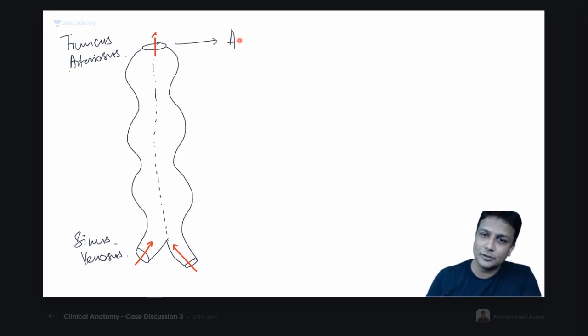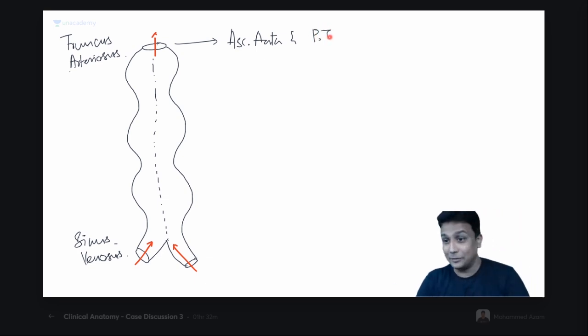Truncus arteriosus is going to form your ascending aorta and pulmonary trunk. Ascending aorta and the pulmonary trunk, guys.